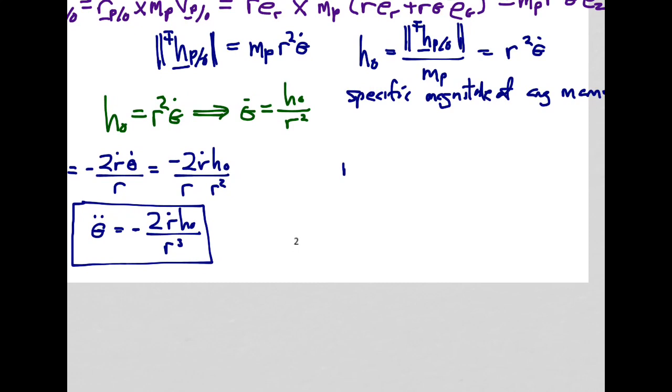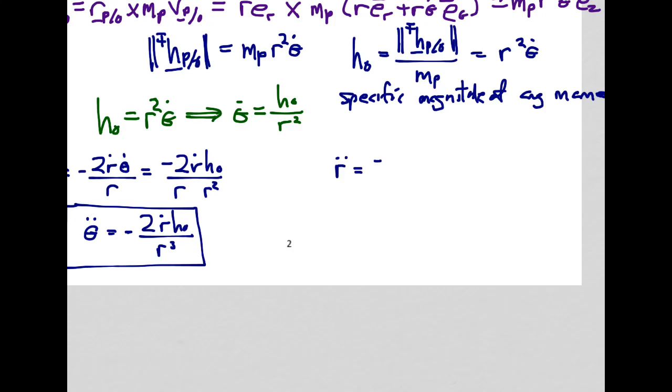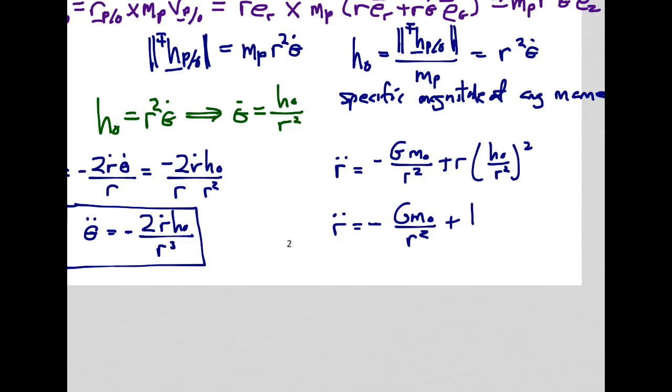And then for our second equation of motion, r double dot being equal to negative G mass at point O divided by r squared plus r theta dot squared. Substitute this in, so h naught divided by r squared, all squared. And so r double dot is equal to minus G, the mass of O divided by r squared, plus h naught squared divided by r cubed.